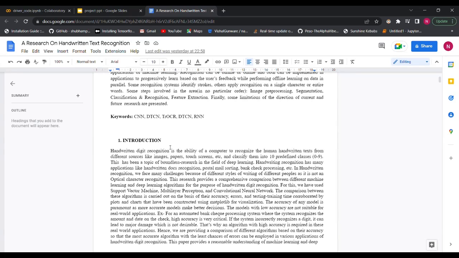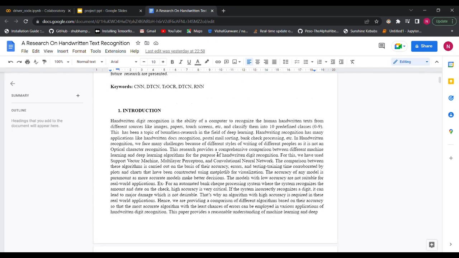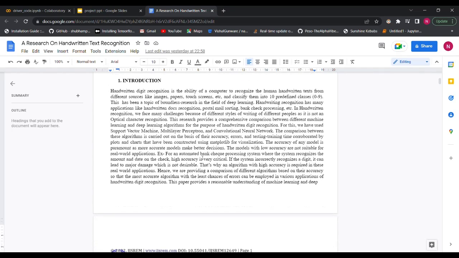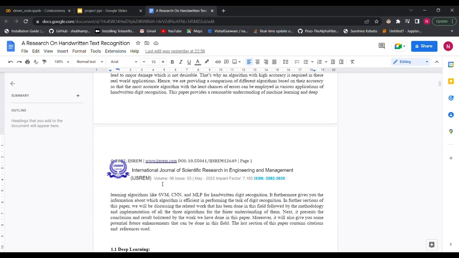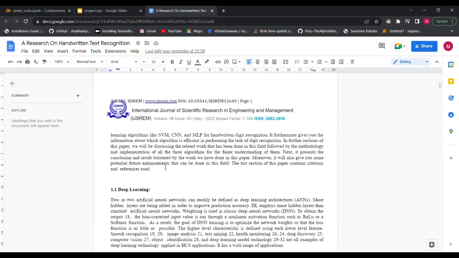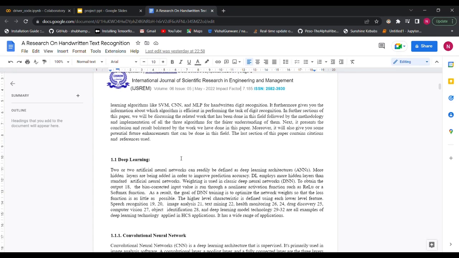This is our research paper that includes a detailed overview of all the things we have done, like the implementation of both the models in detail, and what we did to get the best result for both the models. We have published this research paper in the International Journal of Scientific Research in Engineering and Management. This is all about our project.